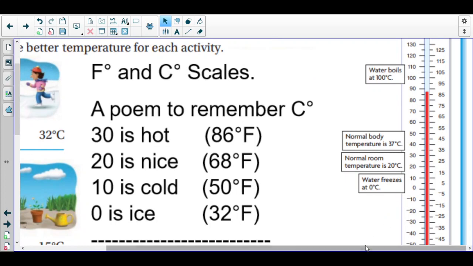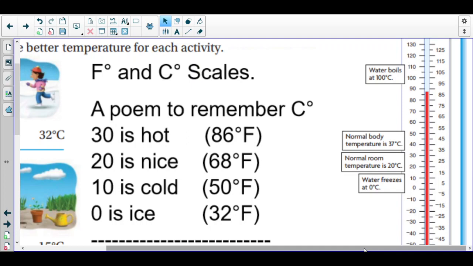Now, a while back, someone led me to this little poem to help us kind of keep things straight. And we would start with 30. So we'd say 30 is hot, 20 is nice, 10 is cold, 0 is ice. All right. So you might even think about these in terms of seasons. 30 in the summer, that's about 86 degrees. All right. 20, that could be spring or fall. We're talking 68 degrees.